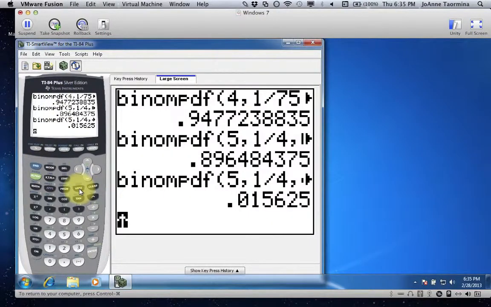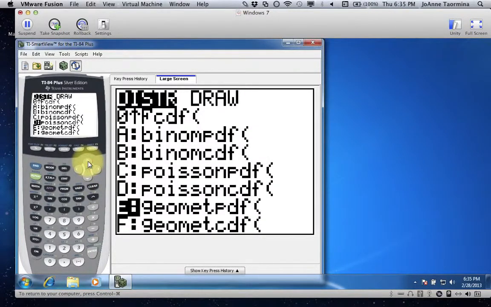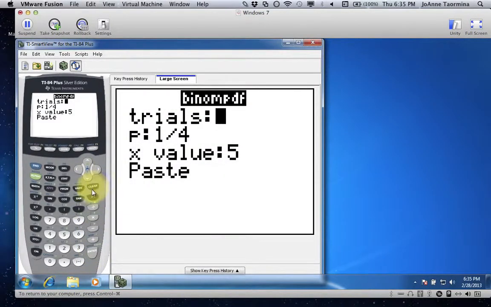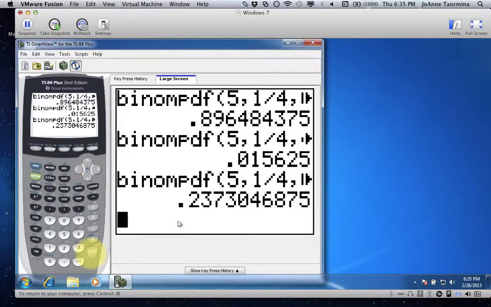Second, DISTR, Binom PDF. 5, 1/4, and change this to a 0. And hit enter on paste. Okay, 0.2373.